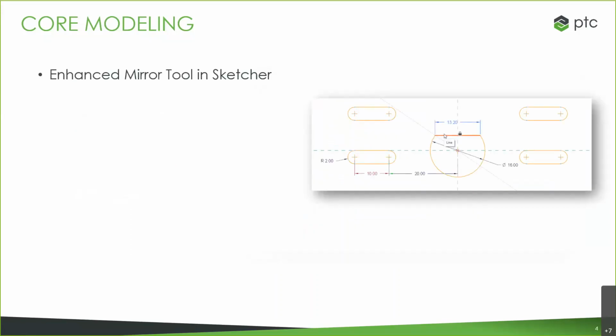Made enhancements to the mirror tool in the sketcher. So made it very easy to grab things and mirror. So now we can essentially just grab on any straight sketch and use that to mirror about. And we can move that sketch around, and our mirror feature is going to update for wherever we move that around to.